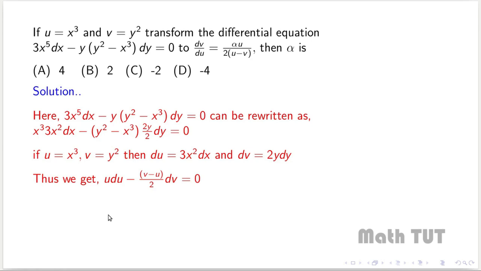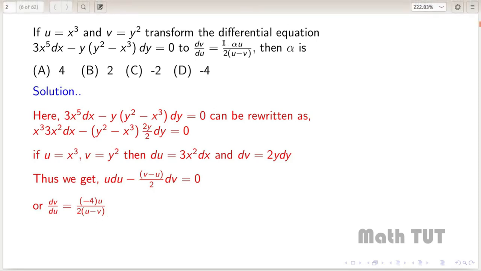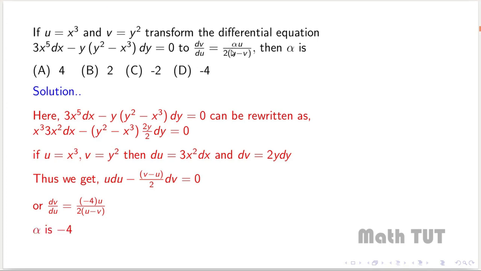So if you just rearrange it, what we are going to get is something like dv by du is equal to minus 4 times u by 2 times (u minus v). So if you compare with this part given in the question, we will get that alpha value is nothing but minus 4. So it's comparatively a simple question.